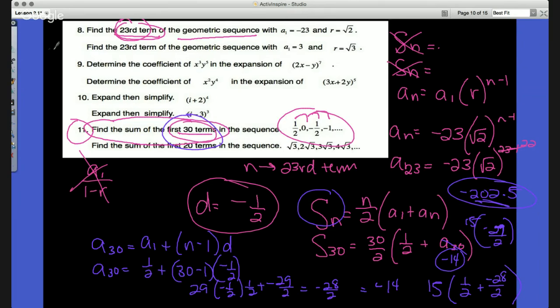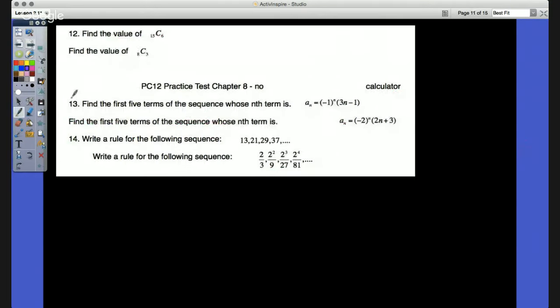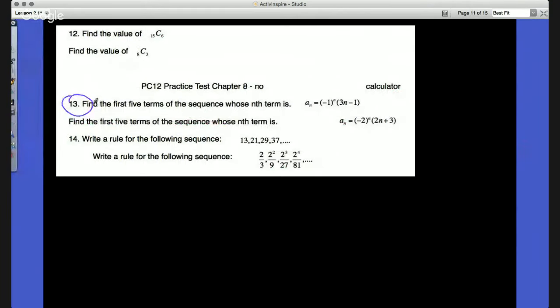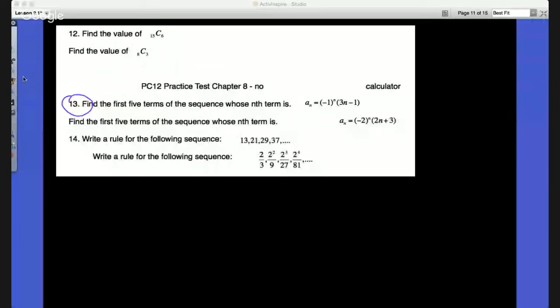All right, perfect. Let's go through 13. This one says find the first 5 terms of the sequence whose nth term is as follows. Now, you're going to really like this one. Let's go on a journey for a second. Take out your calculator, because I'm going to screen share this.